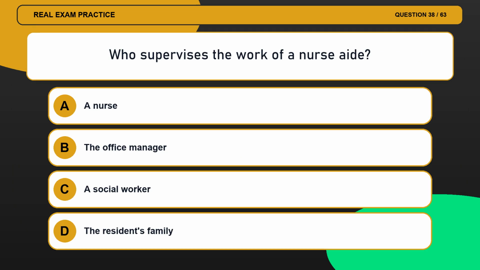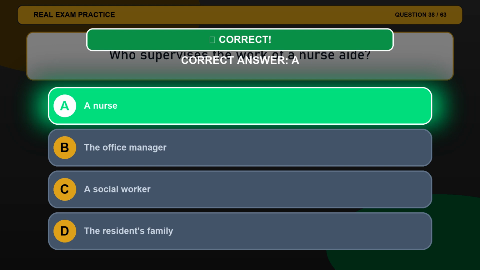Question 38. Who supervises the work of a nurse aide? Option A, a nurse, option B, the office manager, option C, a social worker, option D, the resident's family. The correct answer is option A, a nurse.